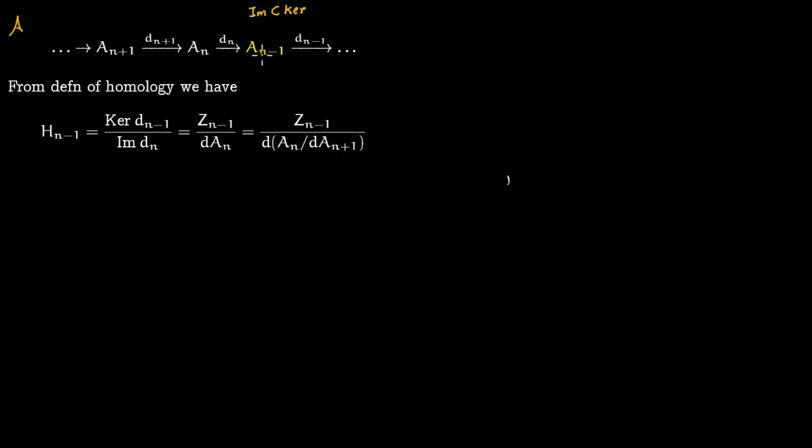So at every module, the image of the map coming in is contained in the kernel of the map going out. So recall the definition of homology. Say you want to compute homology here. So homology H_{n-1} is the kernel of the arrow going out, d_{n-1}, modulo the image of the arrow coming in, image of d_n. This kernel of d_{n-1}, you write as Z_{n-1}, because kernel means mapping to 0, and the image of d_n is nothing but d_n applied to A_n. So this you write as d(A_n).